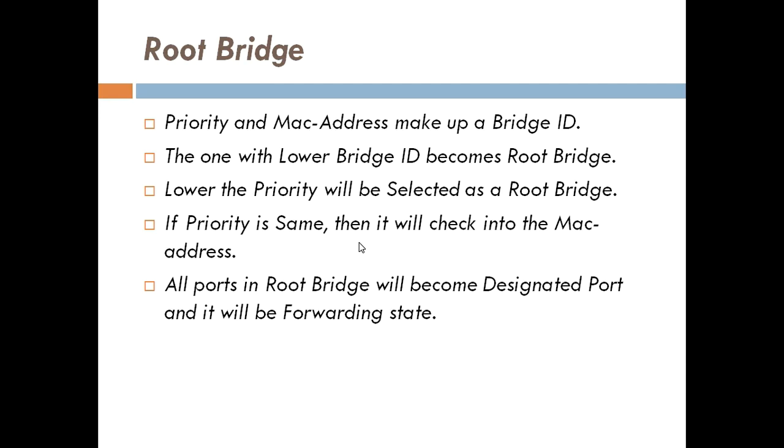Next, the root bridge. As I said earlier, the root bridge is based on the bridge ID. Priority and MAC is a combination of the bridge ID. The lower bridge ID will be elected as the root bridge. And one more thing you have to make a note of: all the ports in the root bridge will become forwarding ports. That is, they are designated ports and will be in the forwarding state. All the ports in the root bridge.